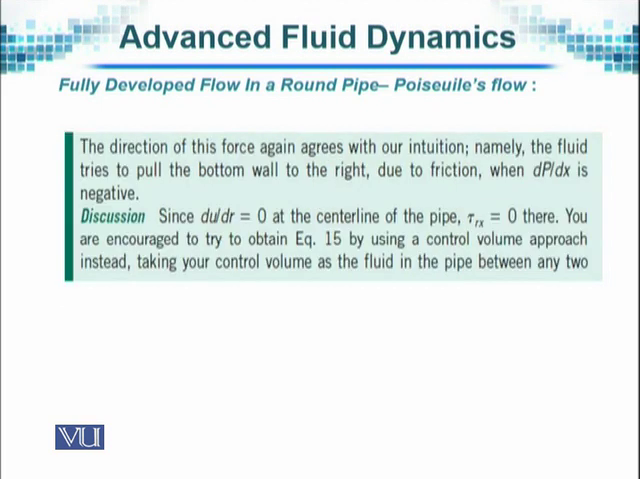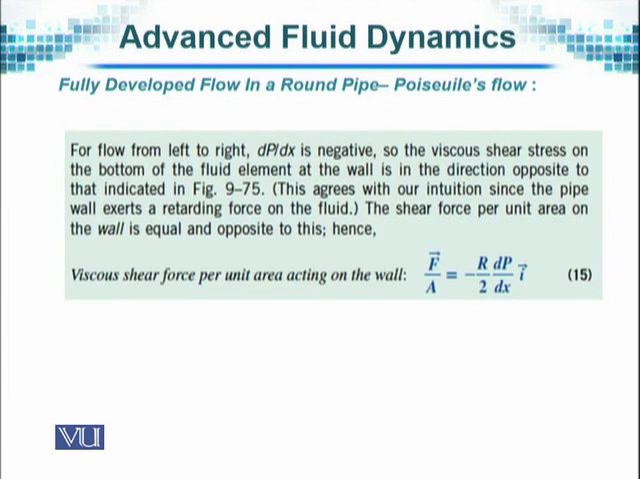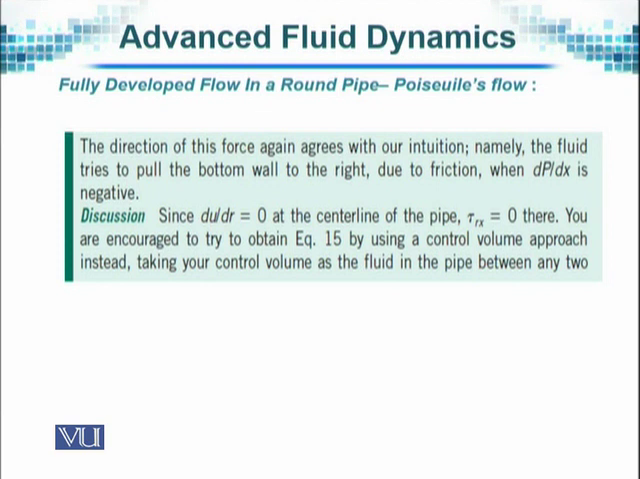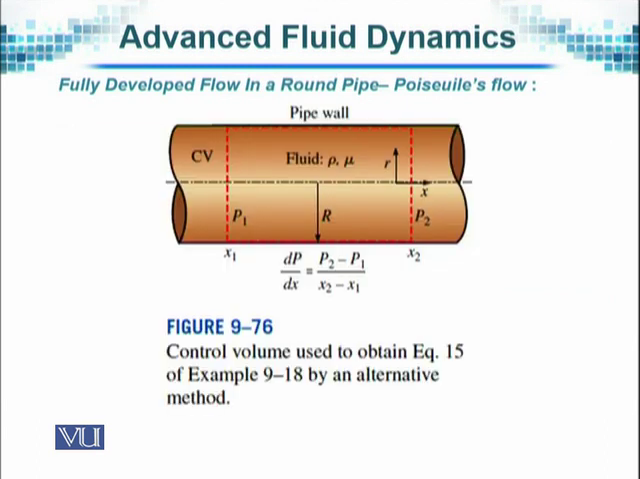i is the unit vector in the x direction. The direction of this force, of course, agrees with our intuition. You will see this comment is because of the negative sign that is appearing here. And du/dr is equal to 0 at the center, that is where r is equal to 0. Therefore, at that place, tau_rx will also be 0, so there will be no stress either right in the middle, right on the axis of the fluid flow.